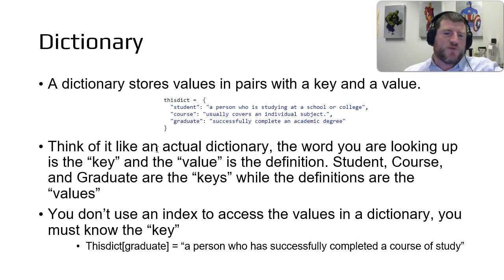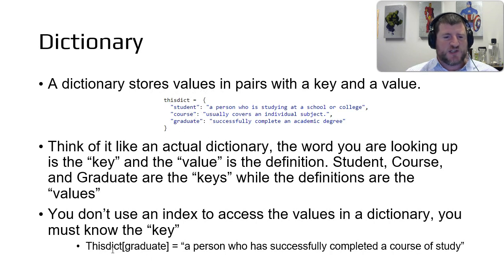Now, the difference between a dictionary and a tuple, dictionary and a list, is you don't index the items. If you were to try to use an index as a 0 or a 1, it's not going to work. It's going to give you an error because these items are not indexed like that. The keys are the index, if you're looking at it that way.